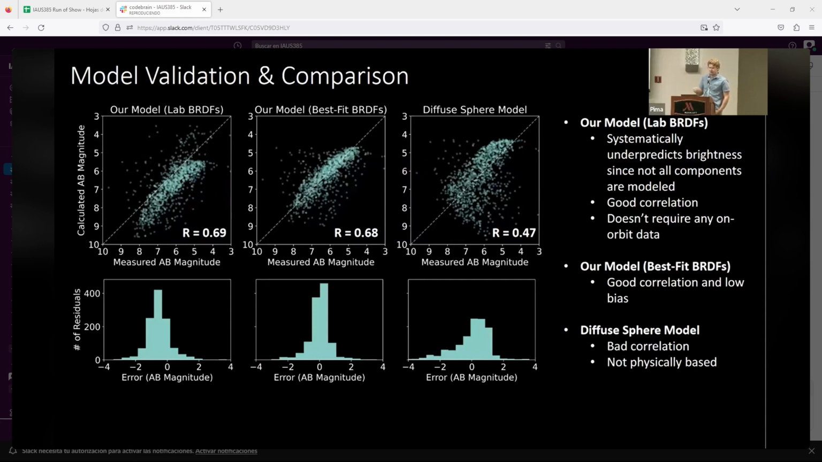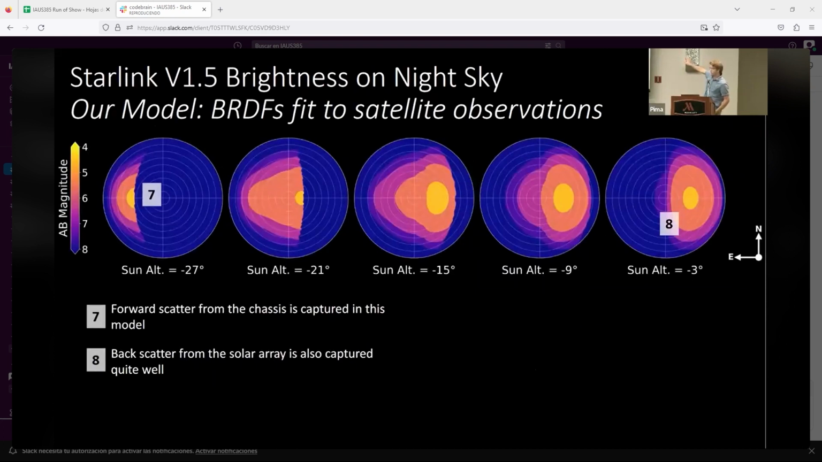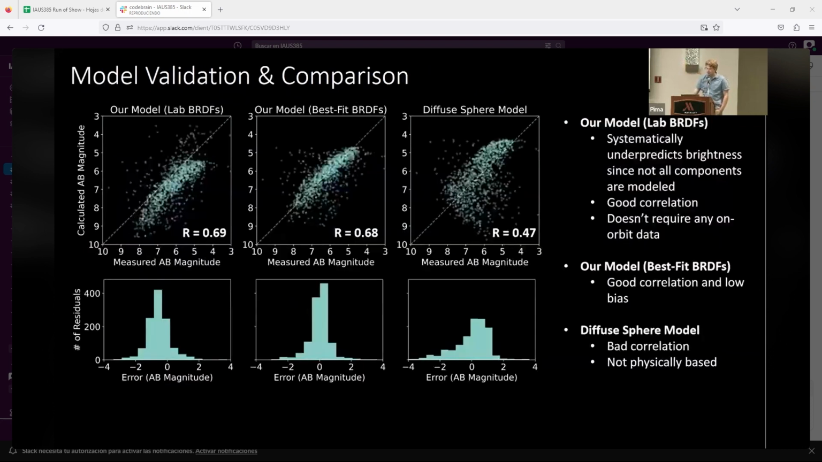And then you can see that the diffuse sphere model doesn't have great correlation and is not physically based. And I just want to highlight that the V2 satellites will not have this contribution from the solar array as strongly since they're off-pointing the solar arrays, which will actually make this diffuse sphere model less and less accurate. So I expect this correlation to be even worse in the future. And that highlights the need to move to these new models. I'd also really want to drive home that our model with lab BRDFs has no on-orbit measurements. So we can actually make a correlation like this for a satellite which doesn't exist in space yet.